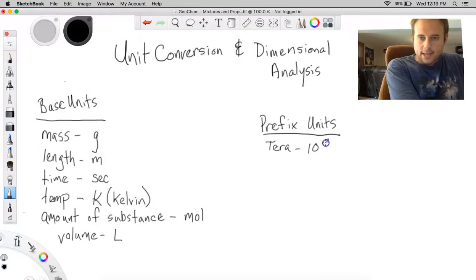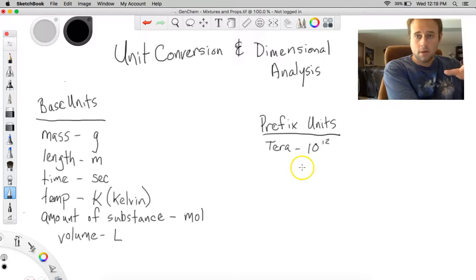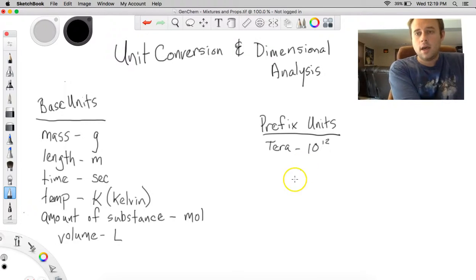So tera. 10 to the 12th is the prefix. So that means if I have a teragram, I'm talking about 10 to the 12th grams. It's a very, very large unit. We're talking about large units.